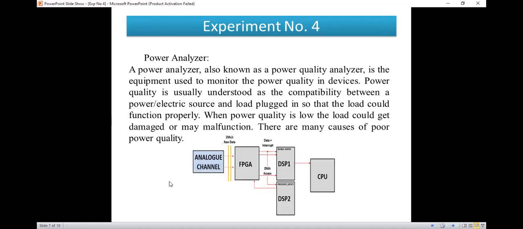Now here is the block diagram of this power quality analyzer, which is used in the power station, from source to load, that is, from the source generating station to the distribution station. In between, this power quality analyzer can be connected. This is the analog channel, FPGA, then DSP 1, digital signal processing 1, digital signal processing 2, and here a computer, that is a CPU, is used.